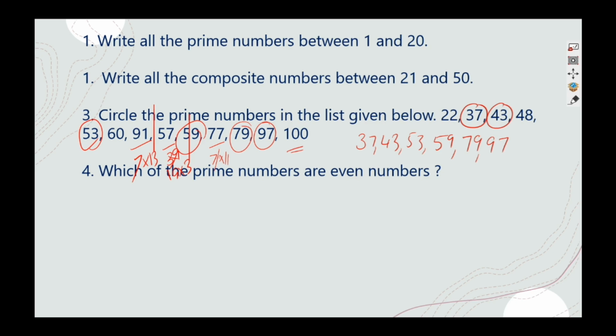And which of the prime numbers are even numbers? Even numbers means 2, 4, 6, 8. These are not prime numbers, but 2. So the only answer is 2.